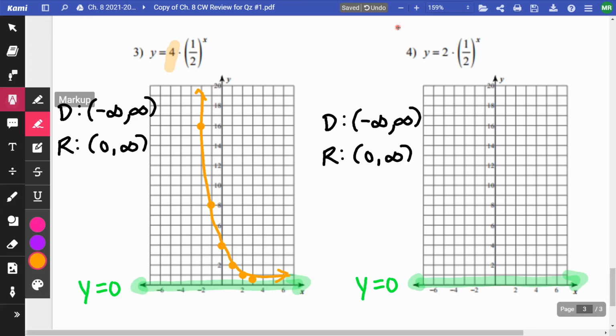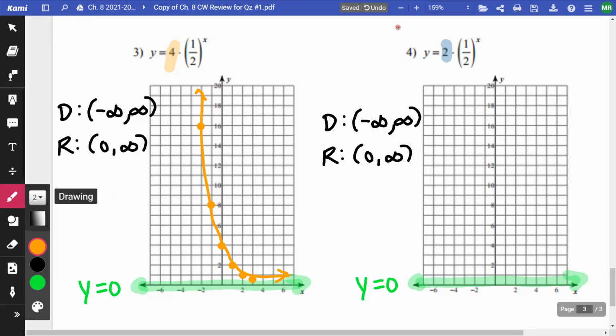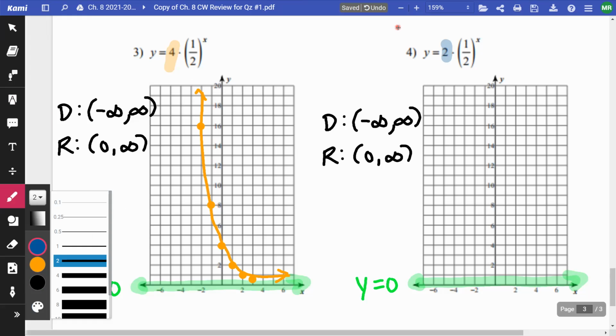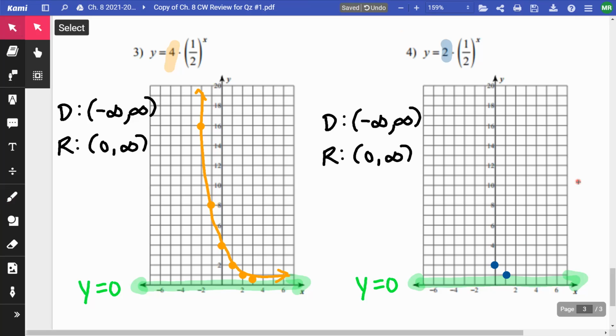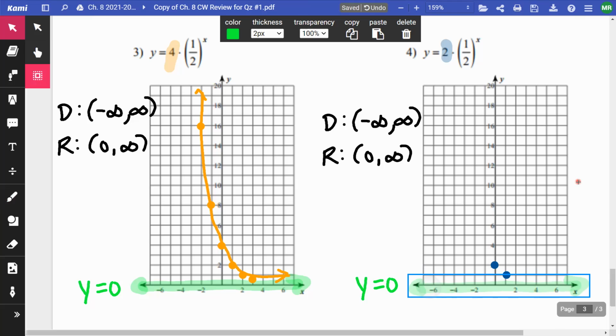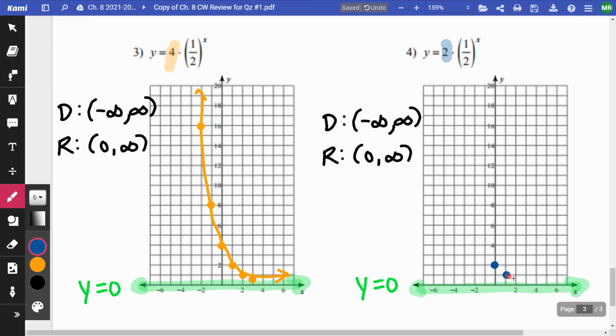On number 4, I am going to be starting at 2 because my A is 2. And then I'm timesing it by a half. So half of 2 is 1. Let me just move this asymptote down a little. I had it kind of high up. Okay. Half of 2 is 1. Half of 1 is a half, and so forth.